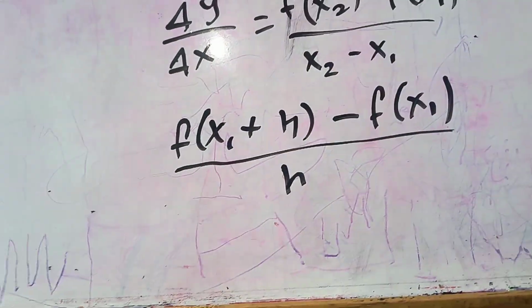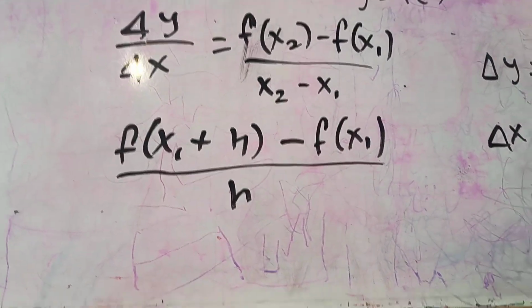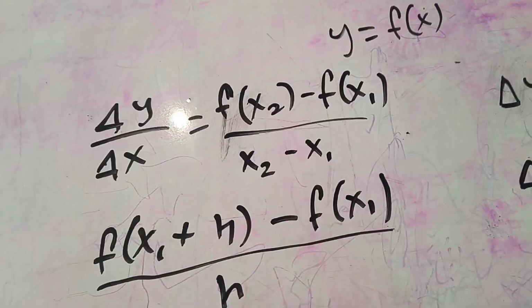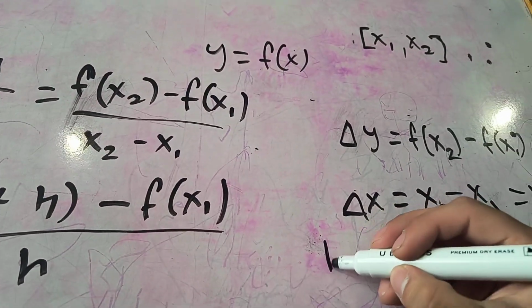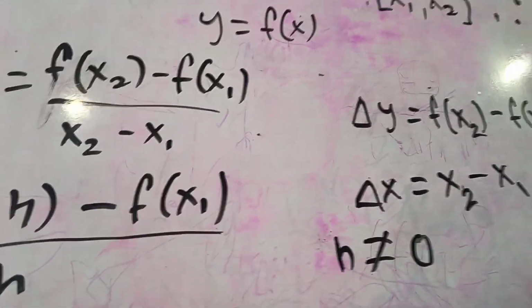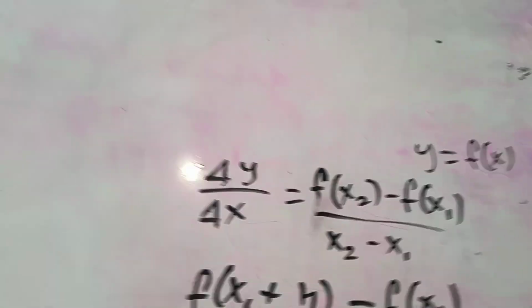And this is our average rate of change. This is the equation we use to find our average rate of change. This is it. h cannot be equal to 0, because if we got 0, you can't divide by 0. So, h can't be equal to 0.